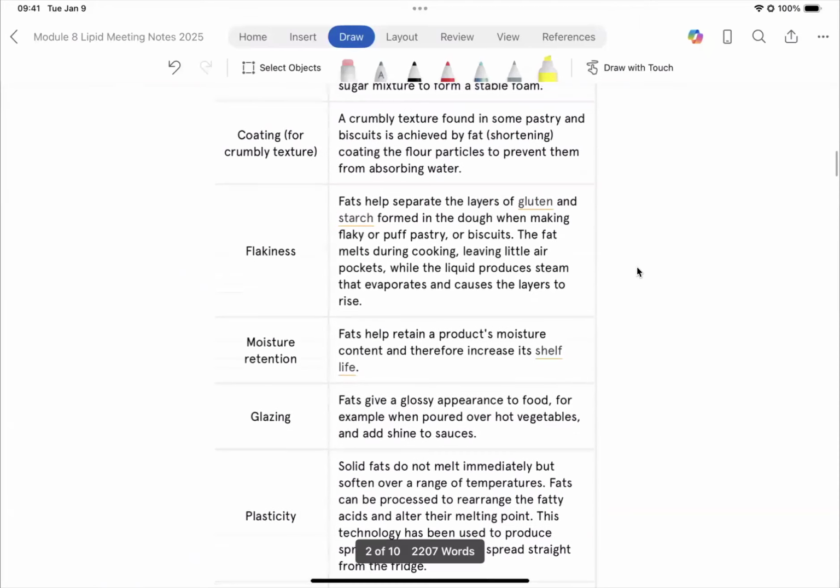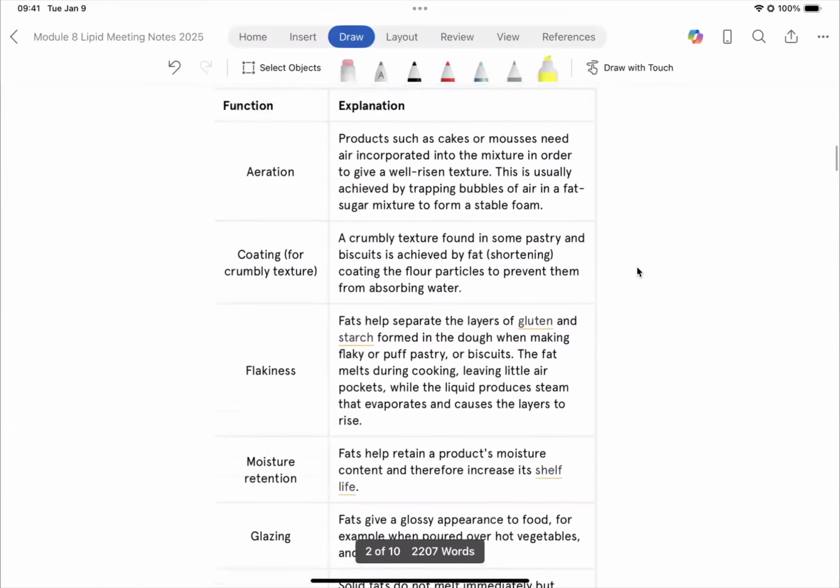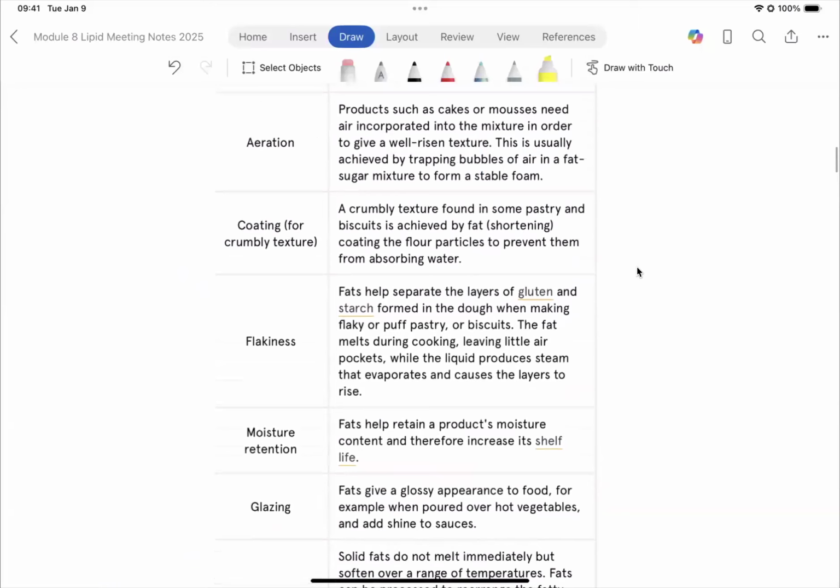Anybody have any questions or comments on these? Do you want me to go through any of these in particular? No? I see John says no. Okay. These are all culinary things, so you should know these pretty well. All right, good.